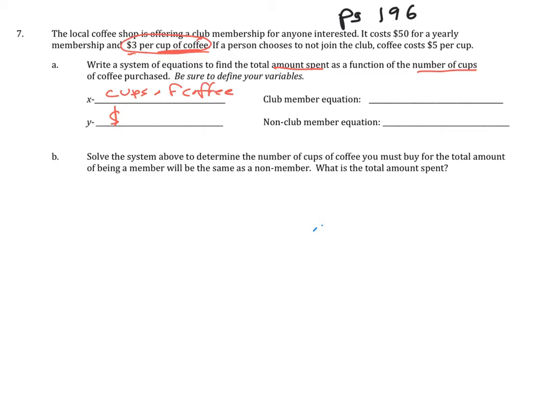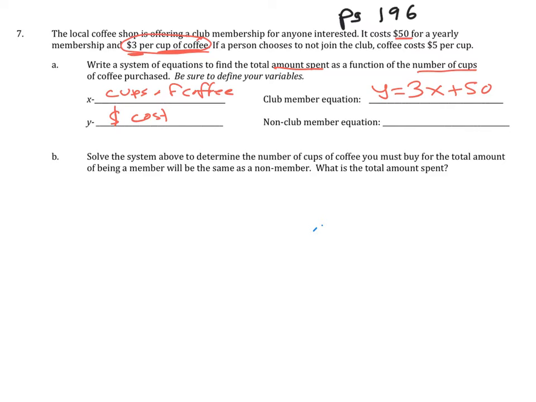Okay, so let's see, the club member. If you're a club member, our dollar cost, and maybe we should write that word there, dollar cost, would be $50 plus 3 per cup of coffee. So that's mx plus b. So my slope is the 3, so 3x plus 50. Y equals 3x plus 50.